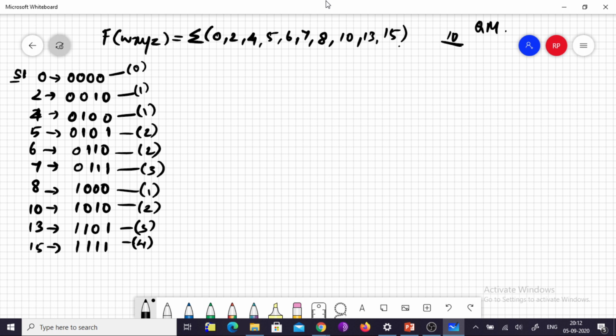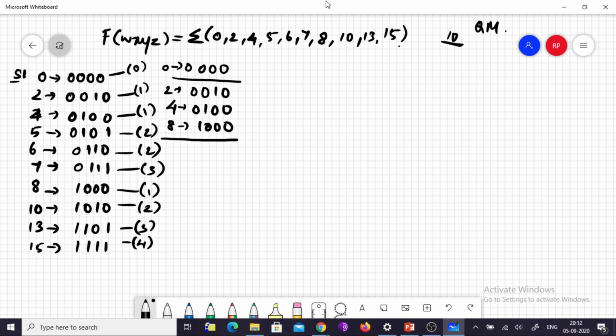Let me take the first one, with 0 ones. So there are 4 zeros. This is one set for me. The second set will have 1 one. The second set starts with 2, so it is 0, 0, 1, 0. Then I will take 4, which is 0, 1, 0, 0. Then I will take 8, which also has only 1 one inside it, so 8 is 1, 0, 0, 0. That's it, this set is over.